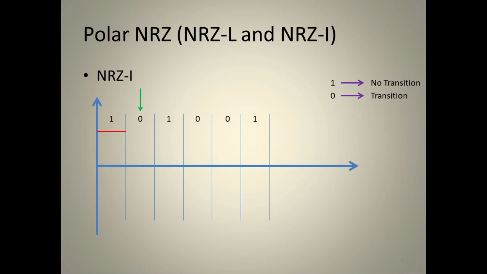Transition means what? The positive polarity converts to negative polarity, so it goes to negative. Now the next bit is 1, so there is no change in the polarity. Now the next bit is 0, so there will be a change, there will be a transition. Then again the next bit is 0, so again there will be a transition. Now the next bit is 1, there is no transition, the polarity is the same as it was in the previous case. So this is how NRZI works.